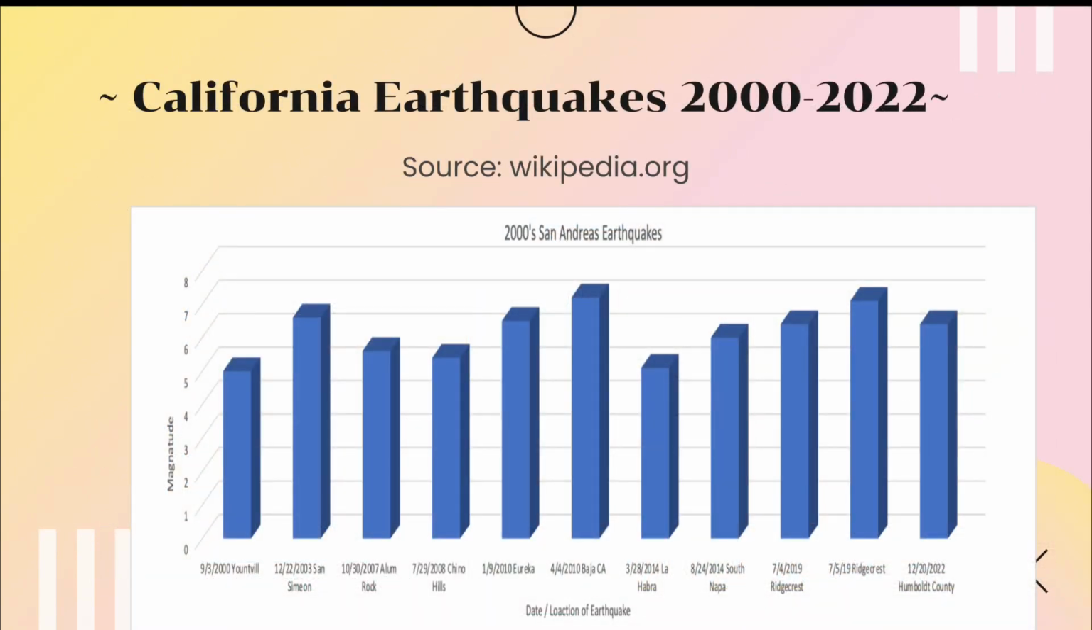This next slide shows a graph of California earthquakes from the years 2000 to 2022. The first recorded earthquake was in the year 1812. As shown here, a 6.9 magnitude earthquake occurred on April 4th, 2010 in Baja, California.